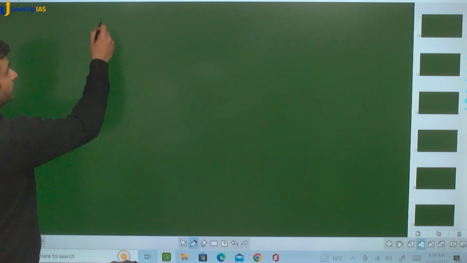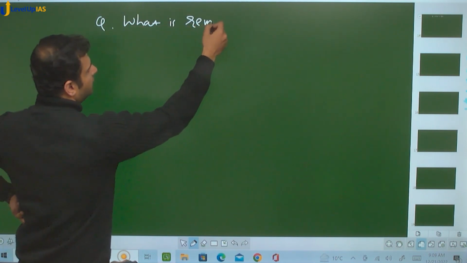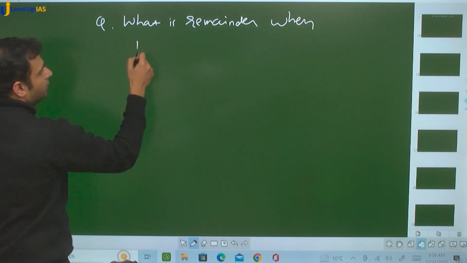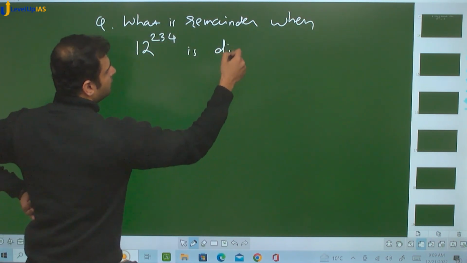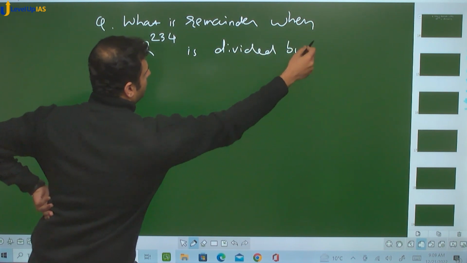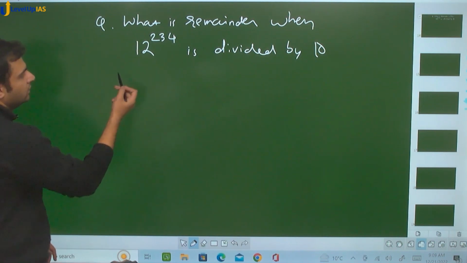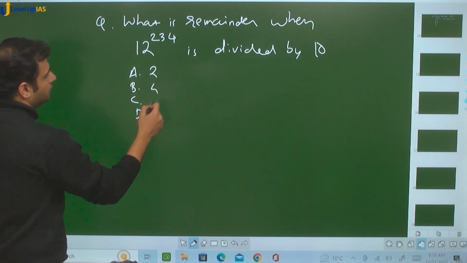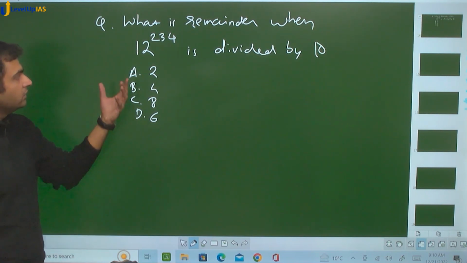that what is the remainder when, let us say, 12 raised to 234 is divided by 10, and there are 4 options, you want to deal with this kind of question. That was our entire purpose of studying this section.